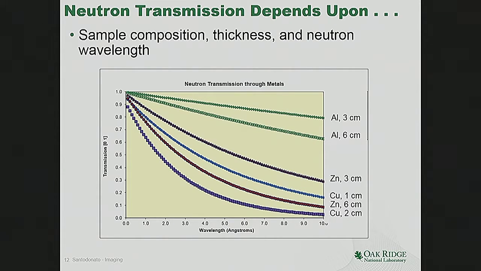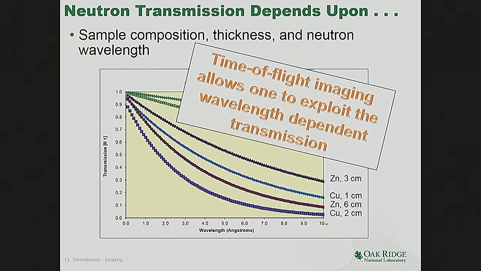And this is good and bad. So we operate here at 2.6. It's nice because you can see a nice contrast between different elements. Let's say aluminum is quite transparent. There's a lot of transmission compared to, say, copper and zinc. And these examples also let you know, if you look at the length scale examples here, we're talking centimeters. So we can take a look at big objects with neutron imaging.